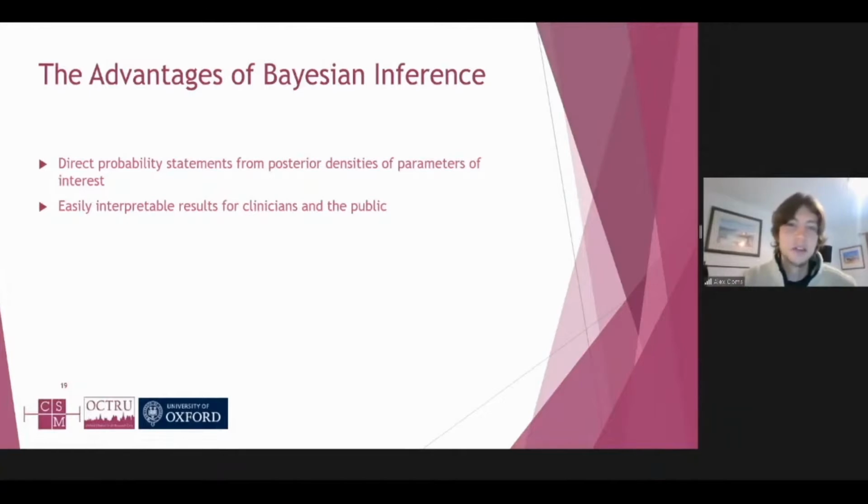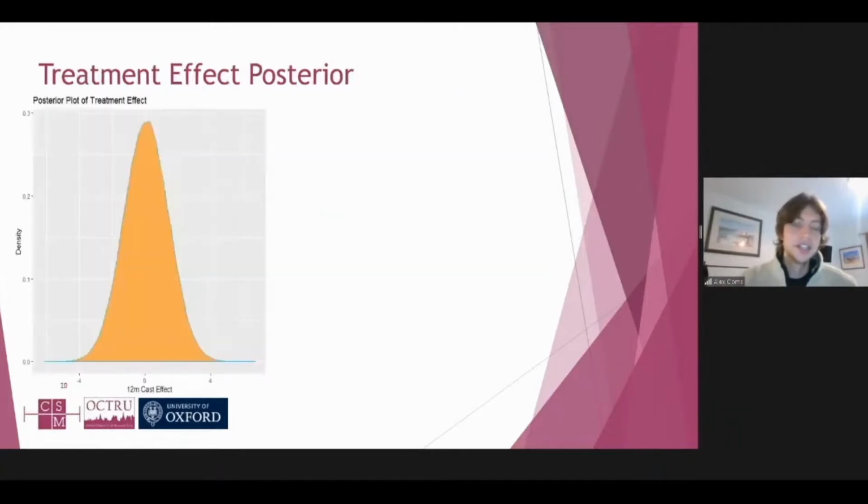So I'll just give you an example of one of these. This is my 12-month cast effect posterior distribution for my no difference made up data set. You can see it's centered around 0, which is good, and looks vaguely normal. And we want to find the probability of there being this MCID, this minimum clinically important difference, a practice-changing difference, given the data that we've seen.